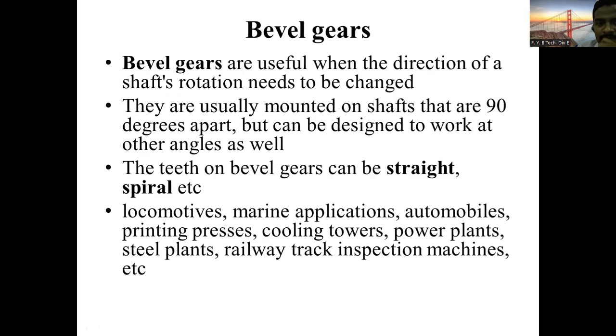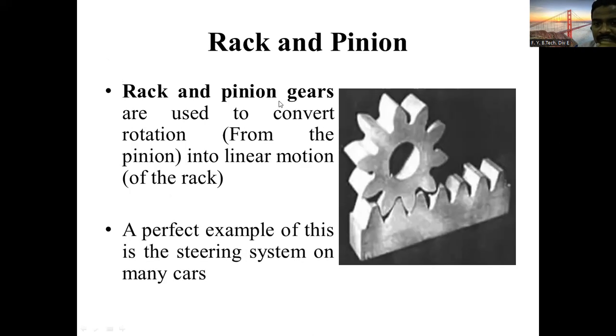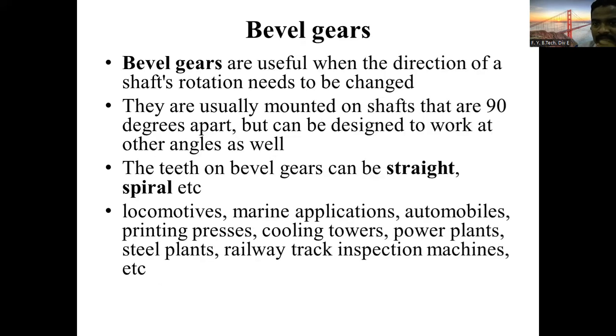Then bevel gear. So this gear comes under which category? What is the arrangement of shaft? Intersecting. Yes. Now you will be asked an MCQ on this. When shafts are arranged parallel, when shafts are intersecting at certain angle, which gear is preferred? Spur gear, helical gear, bevel gear, rack and pinion.